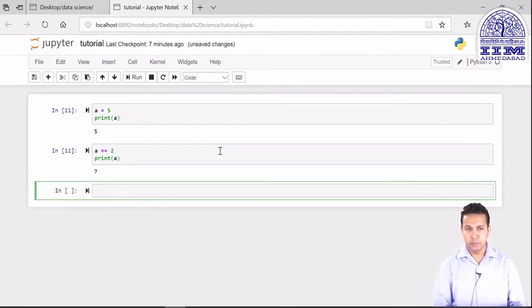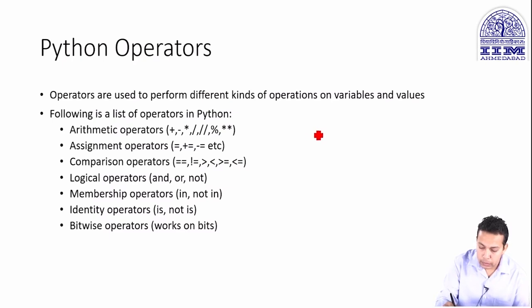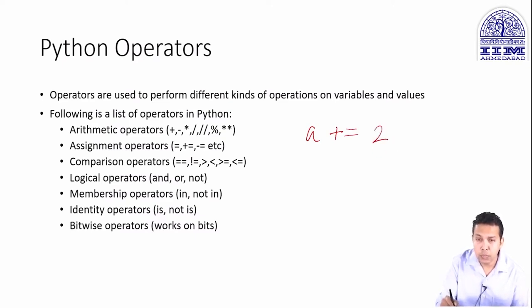It prints 7, right? So, when the value of A is equal to 5 and I say A plus equal to 2, then it prints 7. What it basically does is that to an earlier value of A, it adds 2. So, A plus equal to 2 is equivalent to A is equal to A plus 2.